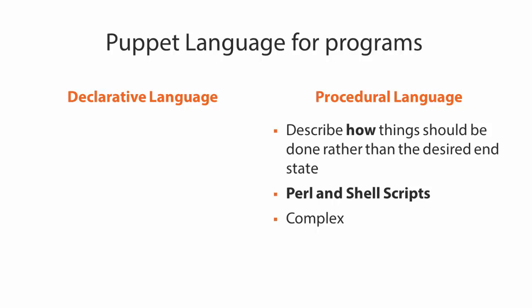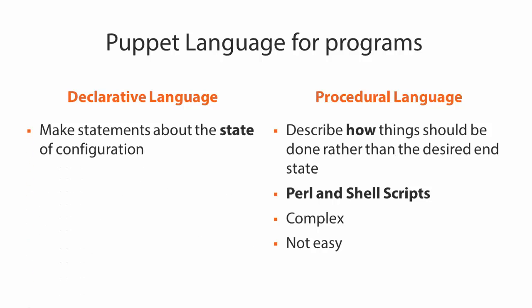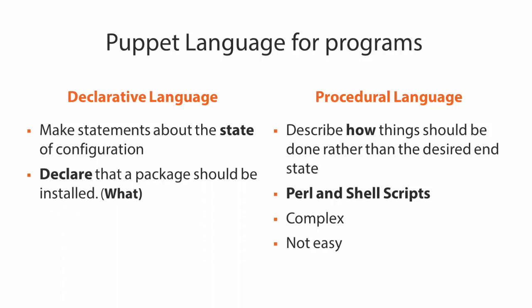However, procedural languages are a bit complex and not so easy to create compared to declarative languages. Declarative languages normally make a statement about the state of the configuration. So a declarative language just declares that the package should be installed. A declarative language focuses only on what, not how. So declarative languages are a bit less complex than procedural languages and a little bit easier to create. So I told you Puppet uses a declarative language.